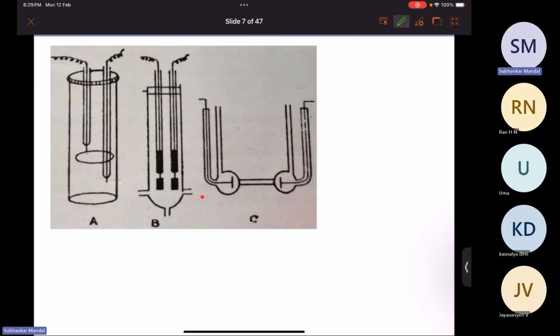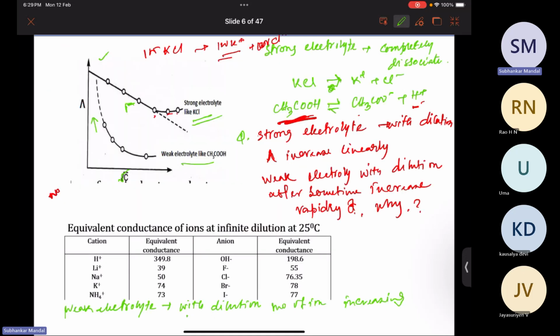The other problem is the equivalent conductance of ions at infinite dilution. There is a table given, and from there we get to know the conductance values. Here we can see that from H plus to lithium, sodium, potassium and ammonium plus, the conductivity is increasing. Now the question: why is it increasing? Can anyone tell why it is increasing?